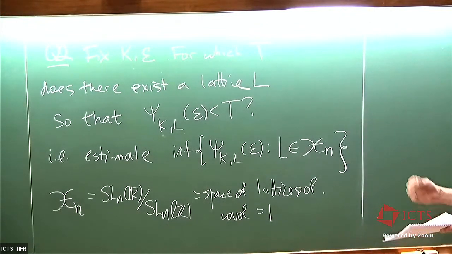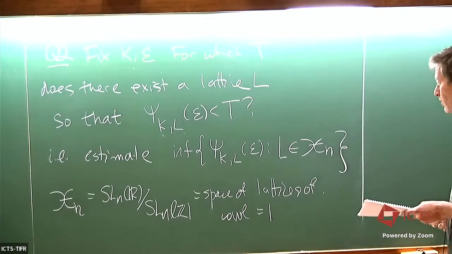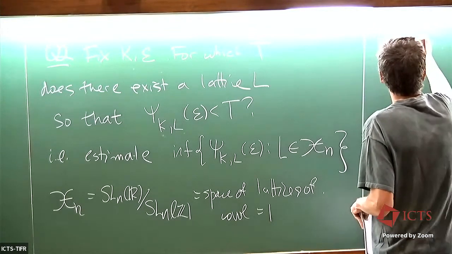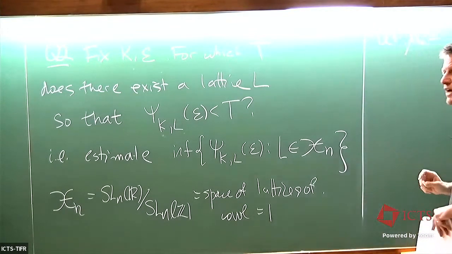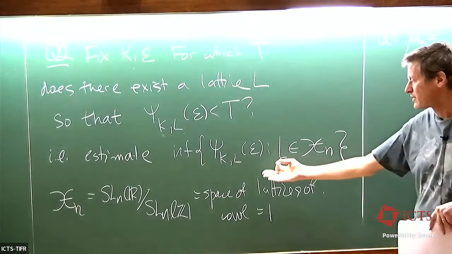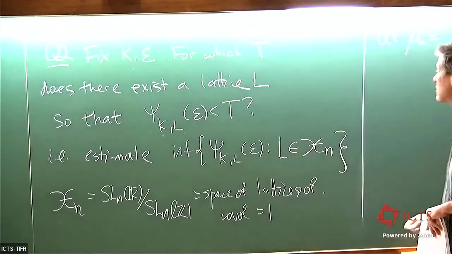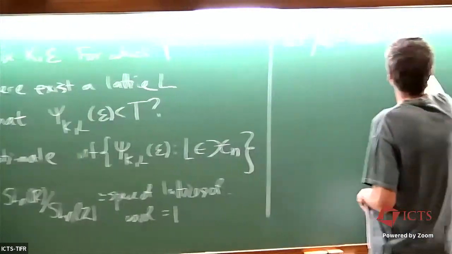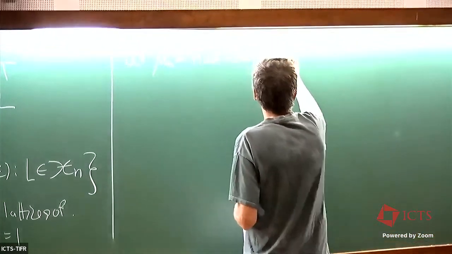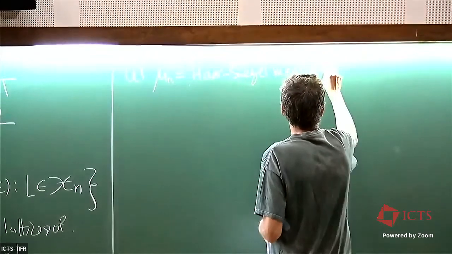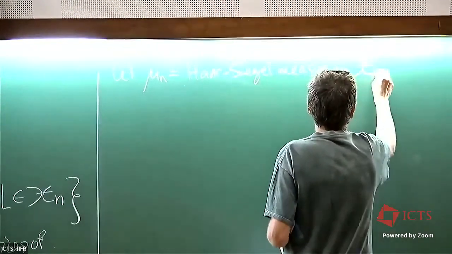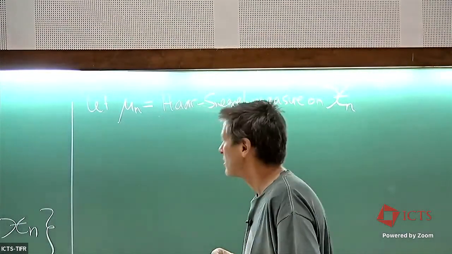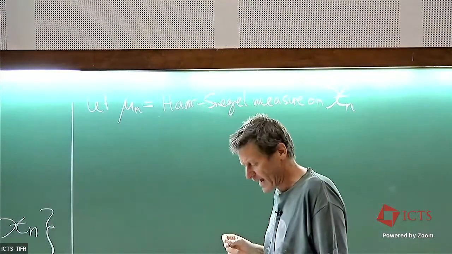Okay, so let me formulate a third question, which seems harder a priori. Let mu_n be the natural measure on this homogeneous space SL_n(R) over SL_n(Z). People have called it the Haar measure. I think it should be called the Haar-Siegel measure. I think for this audience, I don't need to define it. It's the unique SL_n(R)-invariant measure on the space of lattices.